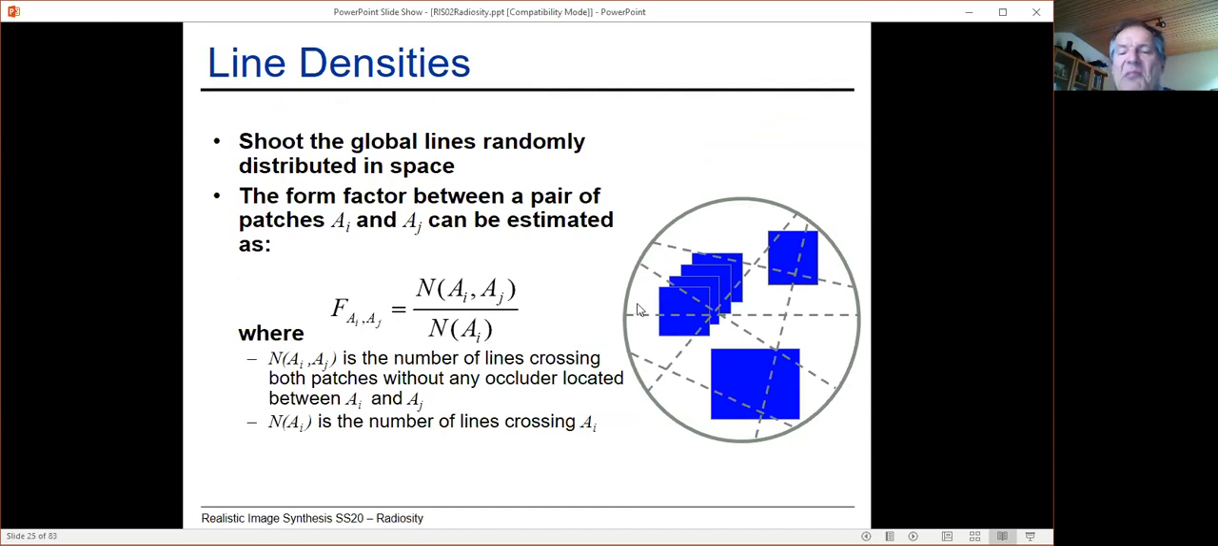So that's another not very practical, but kind of interesting theoretical concept, in the spirit of this Monte Carlo computation: you shoot random rays and then infer from these some useful information on form factors. So the number of rays that intersect both patch A_i and A_j, normalized by the number of rays that intersect just patch A_i, would give you a form factor.